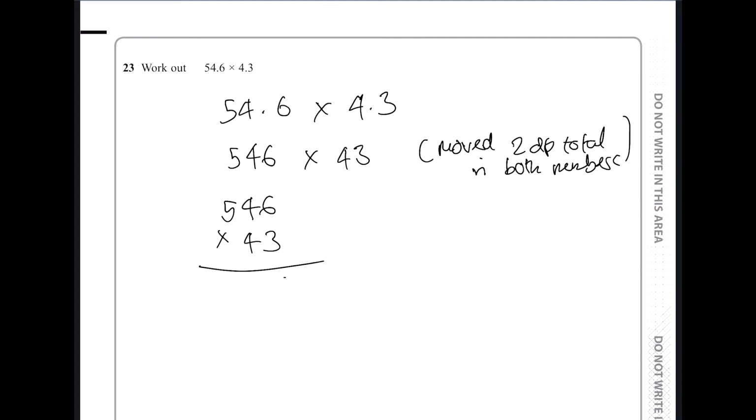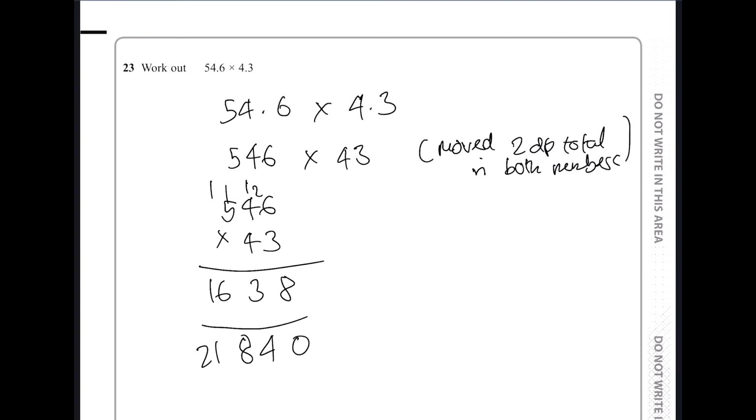3 times 6 is 18. 4 times 3 is 12, plus 1 is 13. 5 times 3 is 15, plus 1, that's 16. New line, add a 0. 4 times 6 is 24. 4 times 4 is 16, plus 2 is 18. And then 4 times 5 is 20, plus 1 is 21.